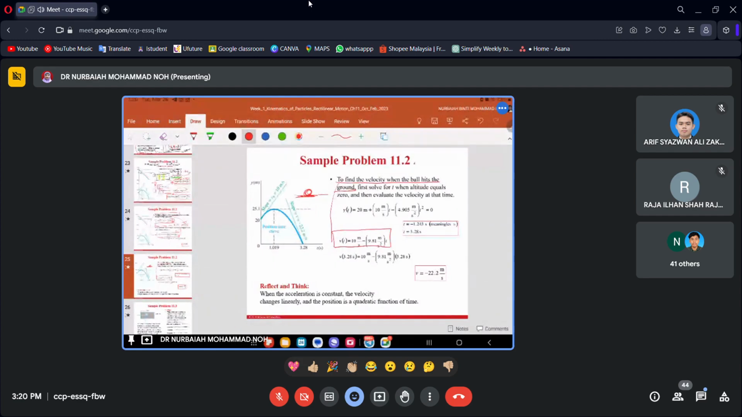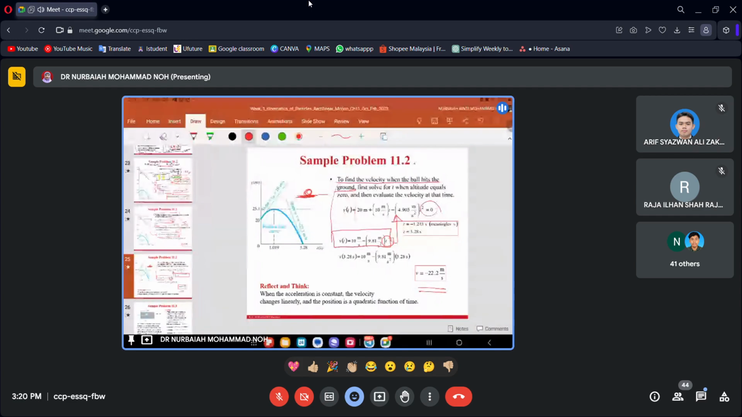But again, kita tak tahu time dia berapa. We do not know the time that we can substitute into this function to get the velocity. So then we will get the t value by using the y function. In order to use this y function, we set it equal to 0. Kenapa equal to 0? Sebab apabila ball hit the ground, the position is equal to 0.